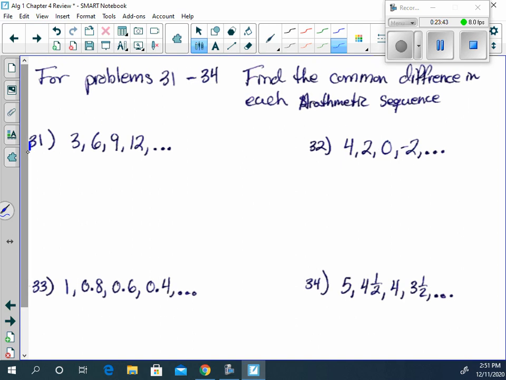Common difference in each arithmetic sequence. Well, the common difference is the second term minus the first. So second term minus the first. So that would be 6 minus 3. And 6 minus 3 is 3.